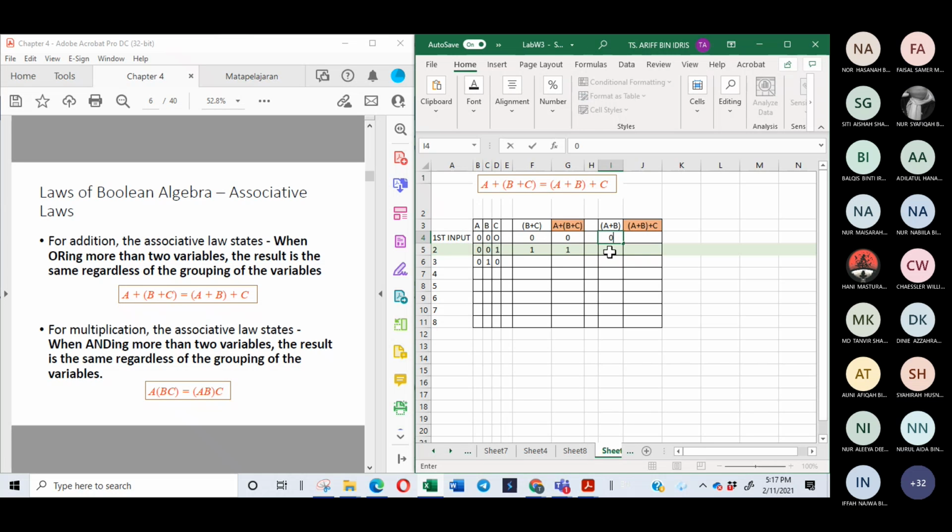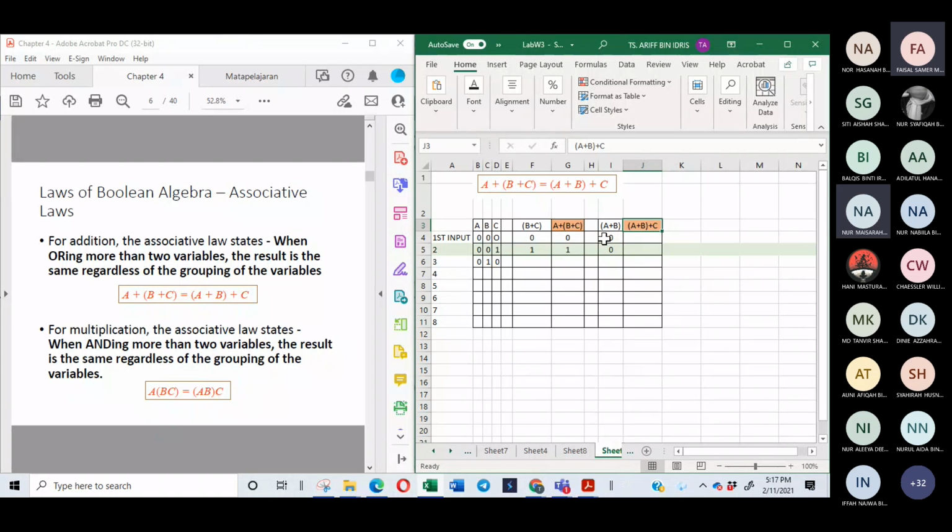Okay, we go to the second example. A plus B. The value of A is 0. What is B, class? 0. 0 or 0, what is the result? The result is 0. Now we want to figure out the answer for bracket A plus B plus with C, right? So we have bracket A plus B is 0. We need to OR with C, right? Is it true?